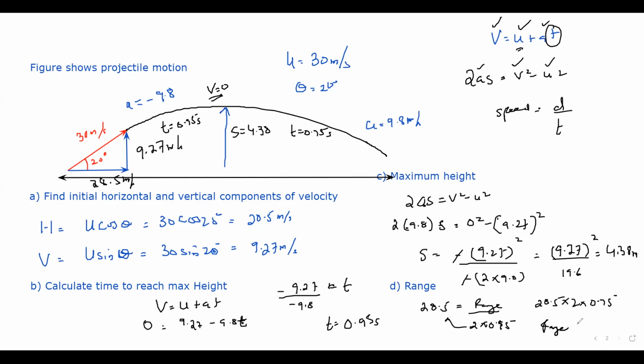What is the answer for the range of this projectile? 28.5 times 2 times 0.95, that will be 54.1. So 54.1 meters is the range of this projectile. Is it clear?